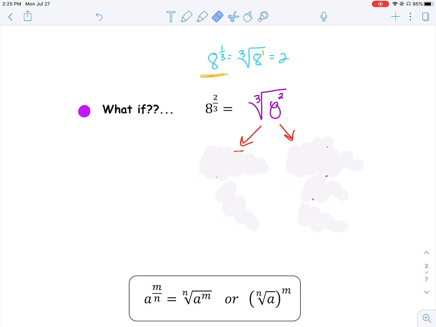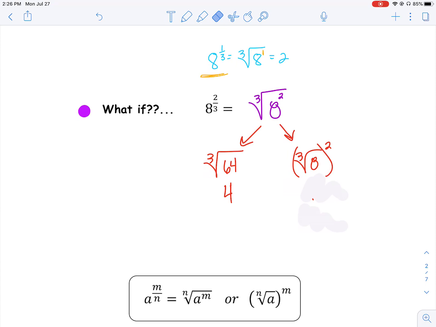Here's kind of the cool technique though, now that I have an exponent other than a 1 underneath. I could do it a couple of different ways. I could take that 8 and square it first. 8 squared is 64. And then take the cube root of 64. What number multiplied 3 times gives me 64? I got 4.